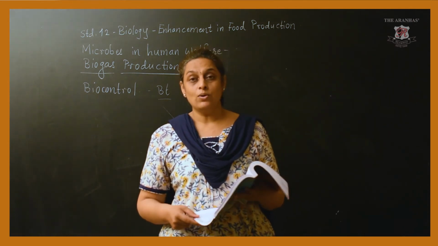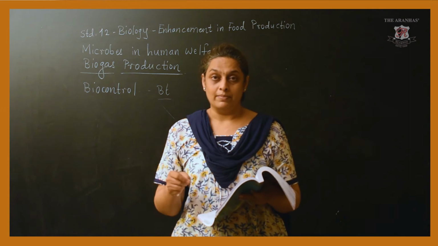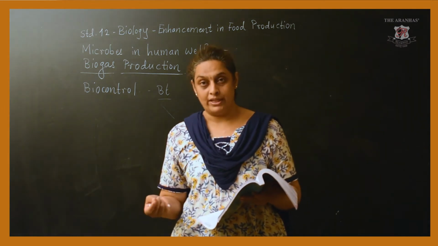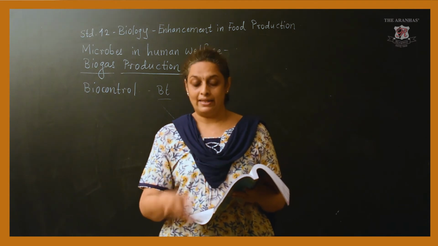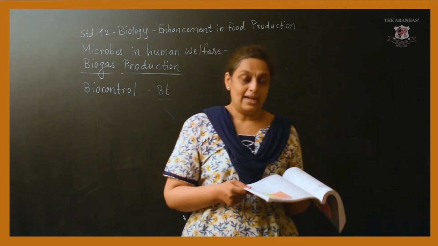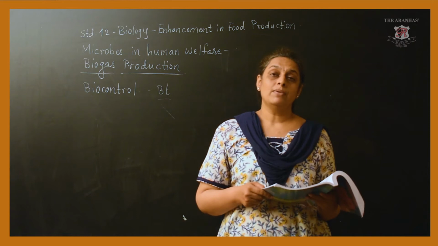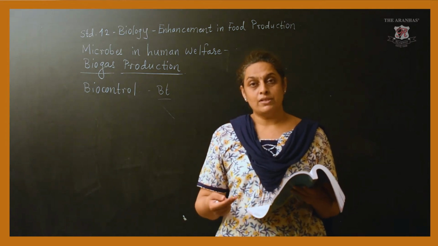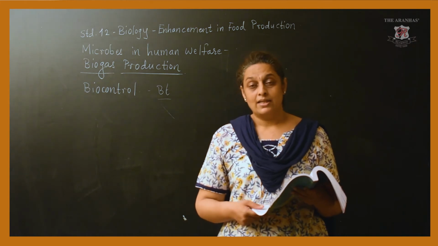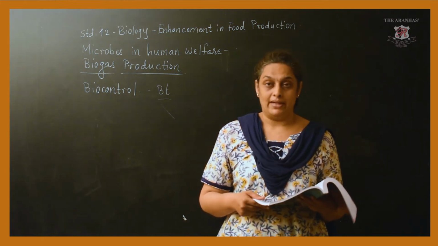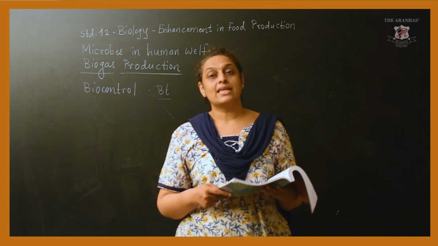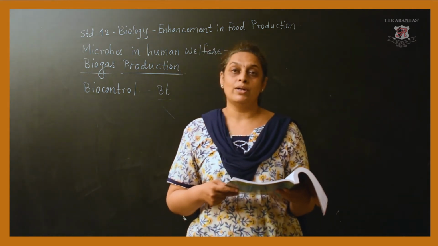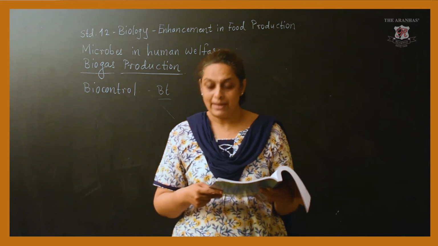So this is how one organism controls growth of other pathogen. This is one part in biocontrol. And another thing is, from organisms, they may be microbes, they may be plants, there are certain chemicals obtained, and these chemicals are again useful in order to control growth of pests and pathogens.